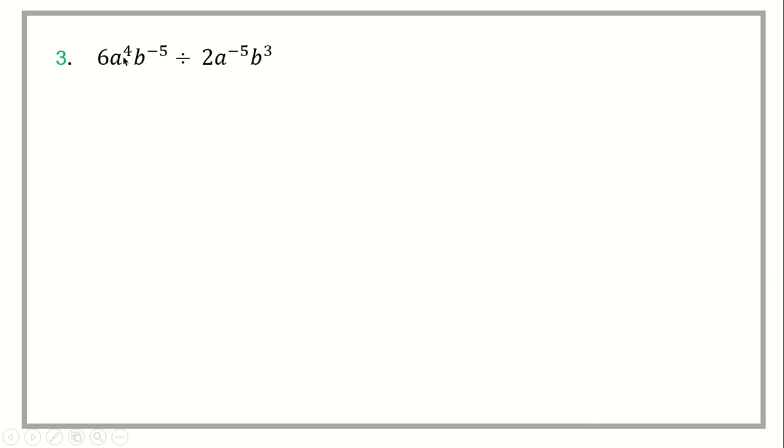6a to the power of 4 b to the power of negative 5 divided by 2a to the power of negative 5 b to the power of 3. Now let us do it in this way. Let's get 6 divided by 2. Then we get a to the power of 4 divided by a to the power of negative 5. Then we get b to the power of negative 5 divided by b to the power of 3.